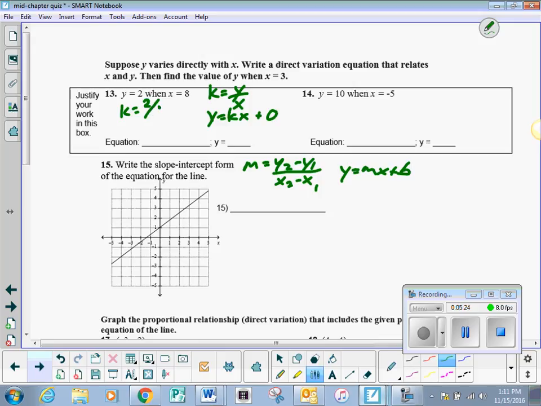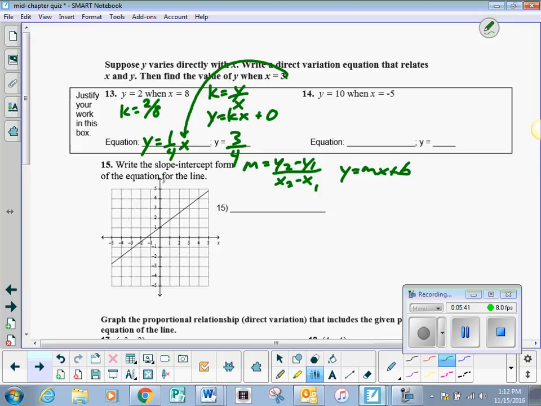Okay, so what is my k on this first one? It's 2 over 8, y over x. What is the equation? y equals 1/4 x. So you just have to use the formula. And then what happens when I plug in 3 for x? What do I get? 3/4.